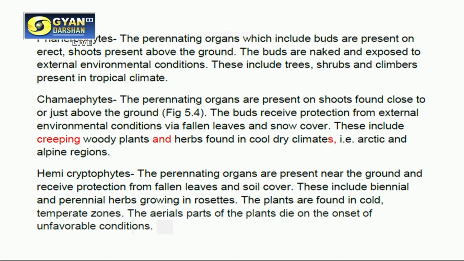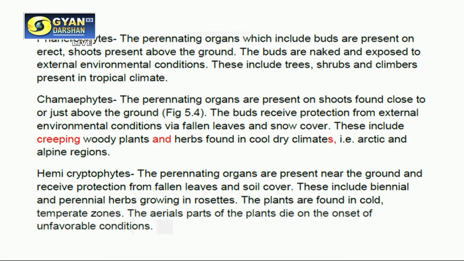Now we come to the definitions of each of these. What are phanerophytes? The perennating organs, which include buds, are present on erect shoots above the ground. So buds are present much above the ground. These buds are naked and exposed to external environmental conditions. So phanerophytes include trees, shrubs, and climbers present in the tropical climate.